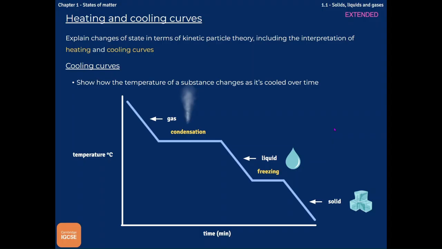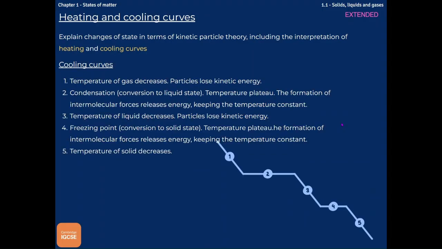So here's a cooling curve, right? It's basically just the opposite. It's going in the opposite direction. We can imagine this is 100 degrees if this is water, this is 0. Gas, we get condensation here, liquid, freezing here, and then we have a solid, right? So similar ideas as we talk about each of the parts of this graph, right? The very first part, the temperature of the gas decreases, particles are losing kinetic energy. The second part, condensation is happening.